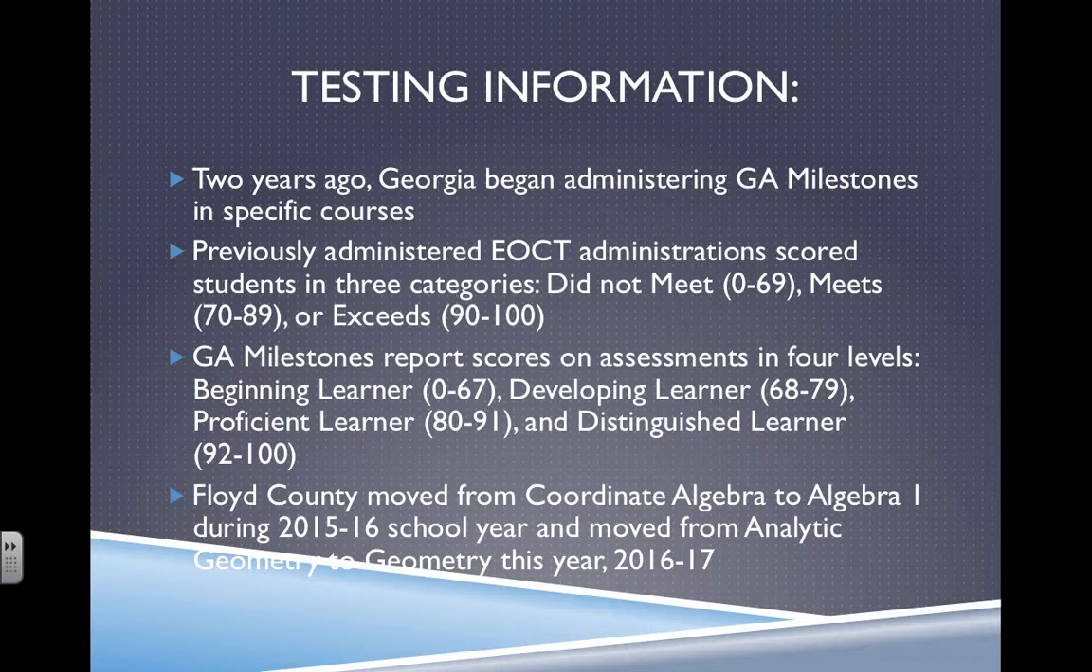Also, the goal target is not meets anymore, so we don't want our students to just be in that developing learner section. We want them to be in the proficient or the distinguished learner categories. So we're shooting for an 80 on these tests, not just a 70 like on the previously administered standardized assessments.